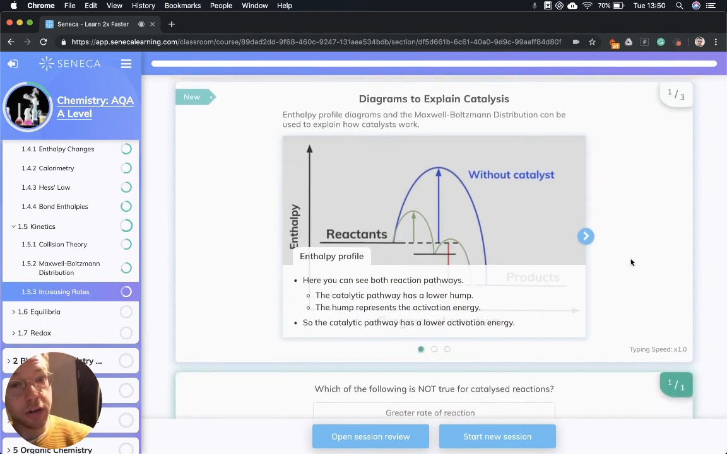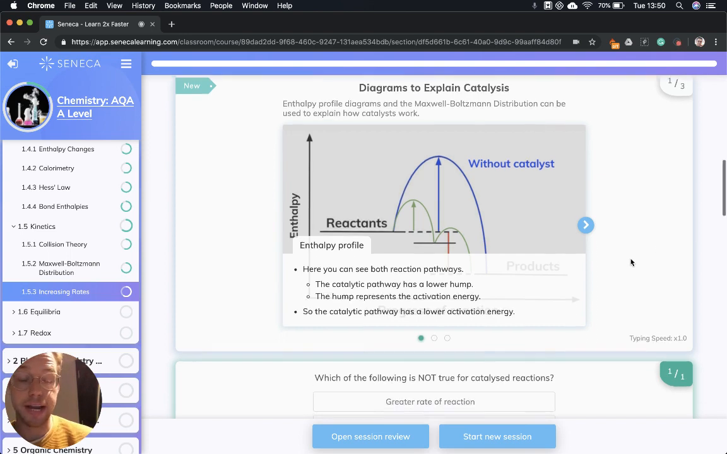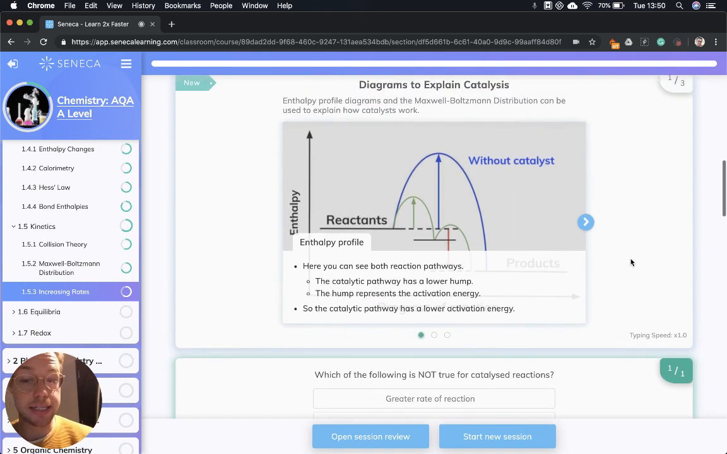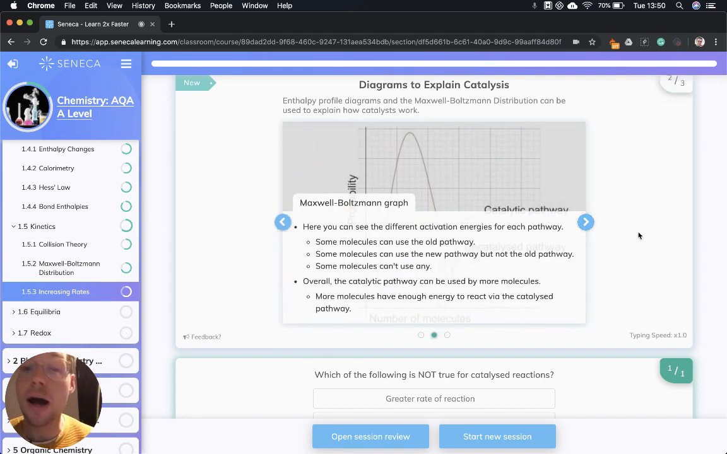Let's go over some diagrams to explain catalysis. Enthalpy profile diagrams and the Maxwell-Boltzmann distribution can be used to explain how catalysts work. On an enthalpy profile, the catalytic pathway will have a lower hump, and the hump represents the activation energy. This is because the catalytic pathway has a lower activation energy. So on an enthalpy profile diagram, we can represent a lower activation energy by drawing a smaller hump.